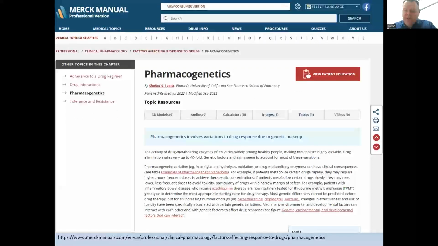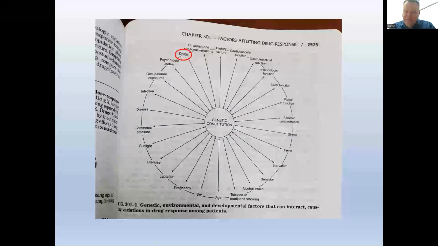Also under factors affecting response to drugs is this section titled pharmacokinetics. These are observations about variations in drug response due to individual differences in genetic makeup. So from the perspective of drug treatment, the authors present this diagram of factors that influence response to drugs through the nexus of genetic constitution.